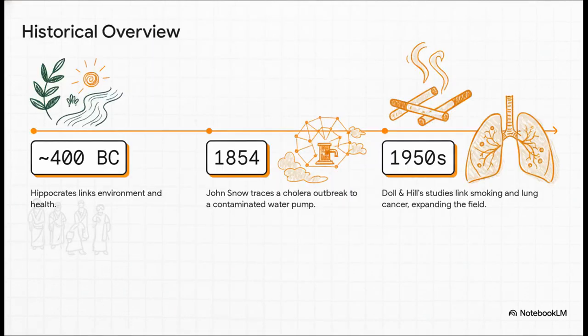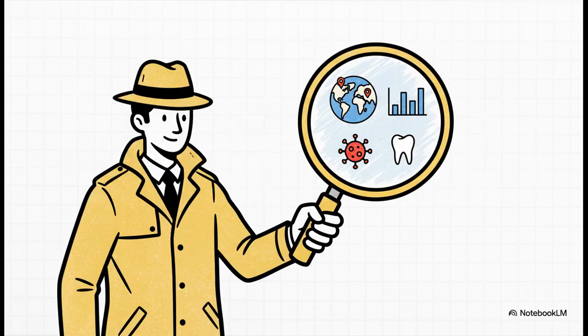And this field has quite a history. I mean, it goes way, way back. You've got Hippocrates, around 400 BC, noticing that our environment affects our health. Then fast forward to 1854, and you get John Snow, a true hero of epidemiology, who famously traced a whole cholera outbreak in London back to a single water pump. And then in the 1950s, things got even more sophisticated, with the big studies that finally nailed the link between smoking and lung cancer.